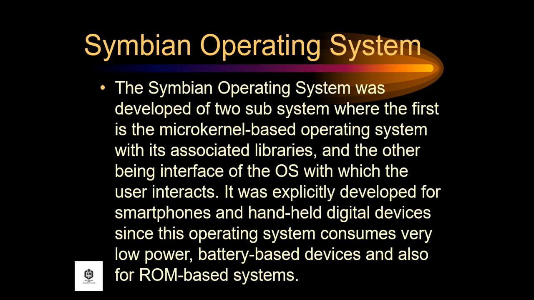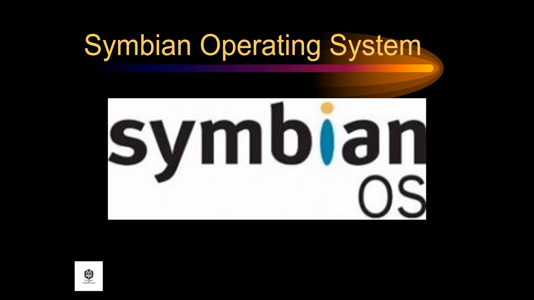The Symbian operating system was developed of two subsystems, where the first is the microkernel-based operating system with its associated libraries, and the other being the interface of the operating system with which the user interacts. It was explicitly developed for smartphones and handheld digital devices since this operating system consumes very low power, for battery-based devices, and also for ROM-based systems. This is the sample logo of Symbian operating system.